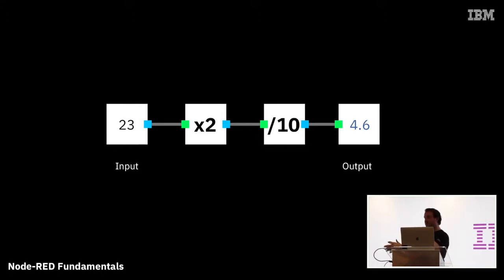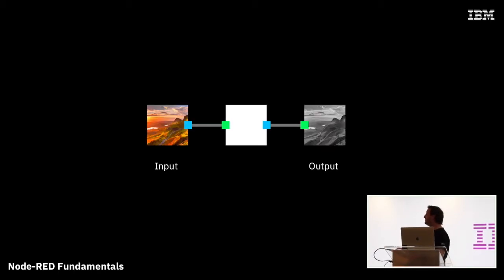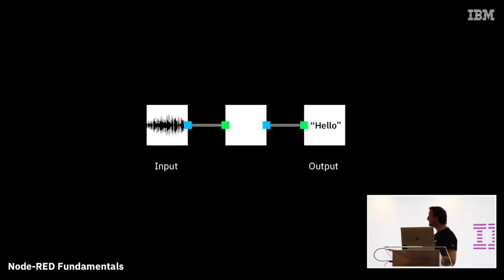But you can do much more than just basic mathematical operations. You can also pass any kind of data to any kind of node to do any kind of operation. For example, you could have a color image be the input, and the node could be a grayscale converter, so the output's a grayscale image. You could have an audio file go in, and the output would be a text-based string that says what was said in the first place. And all of these are possible in Node-RED, by the way. We can cover those this evening if you're interested.